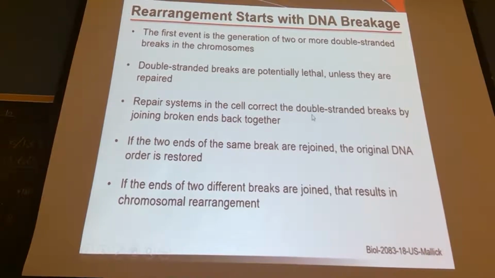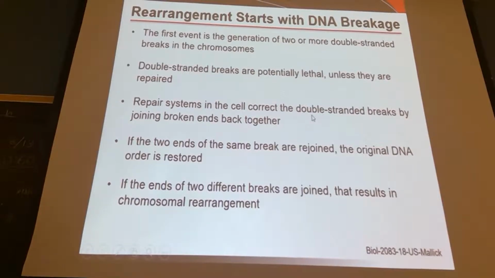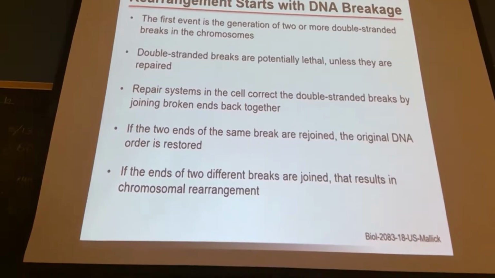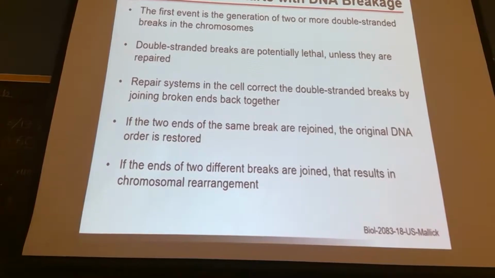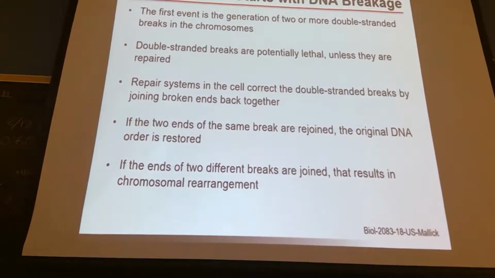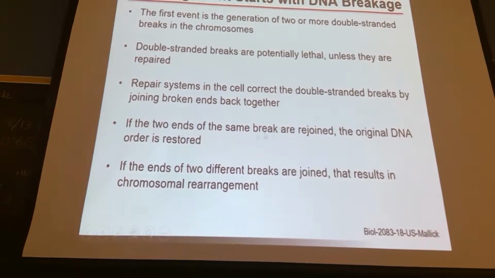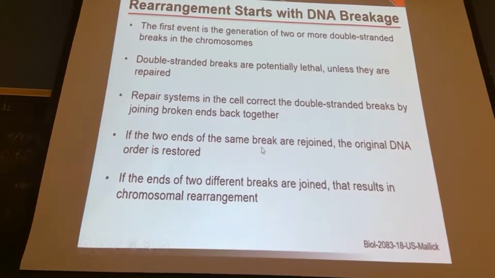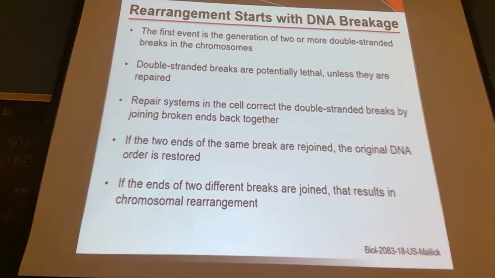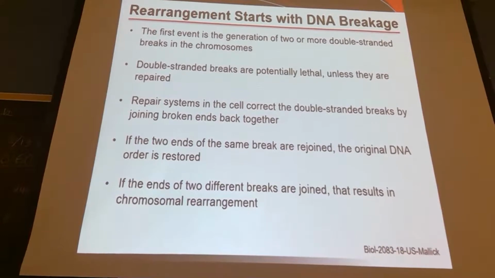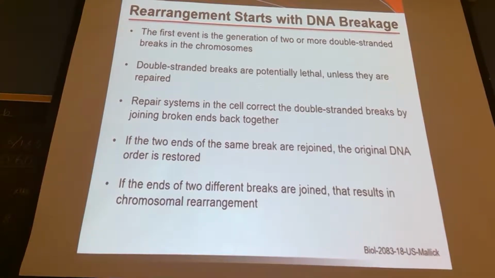The repair system in the cell corrects double strand breaks by joining them back. Repair system means that is the function of the topoisomerase. And there are some mutations also; during mutation, it can happen. So if two ends of the same break are joined, then the DNA structure is restored. If not, then it will make chromosomal rearrangement.